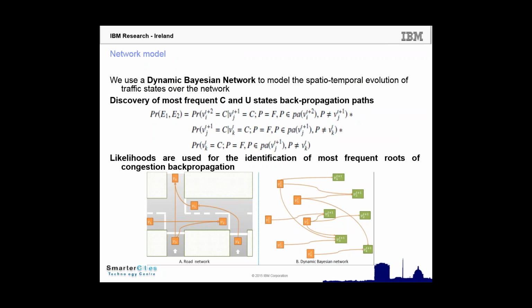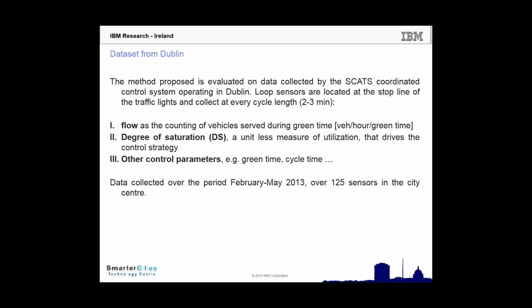And we used all the data to train the dynamic Bayesian network, and I will show you now the results on real data, both of the classification method and also of the network model. So the data set is a data set of Dublin. The method that I just presented has been evaluated on data collected by SCATS, the control system in Dublin.